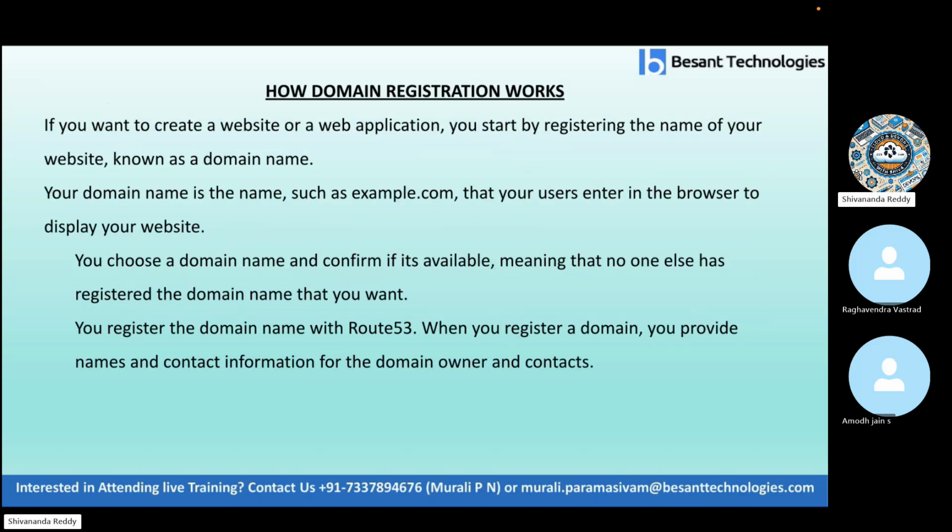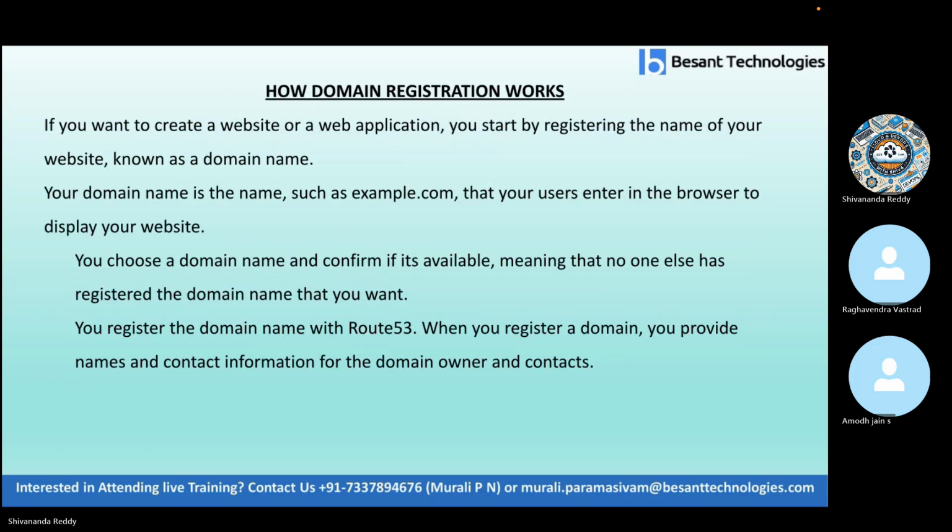Then how domain registration works. If you want to create a website or a web application, you start by registering the name of your website, known as a domain name. Your domain name is a name such as example.com that your users enter into the browser to display your website. You choose a domain name and confirm it is available, meaning that no one else has registered the domain name you want. For example, flipkart.com is already a registered name. Can I take the same flipkart.com name? It's not allowing me to take it because this name is already reserved.